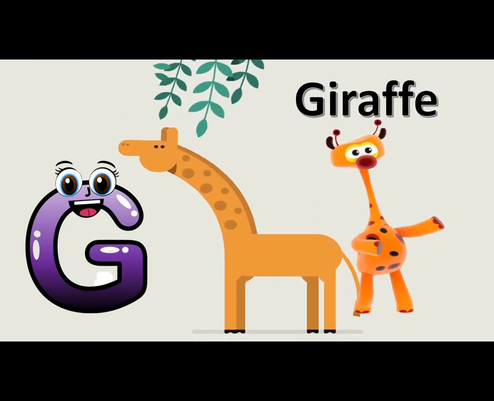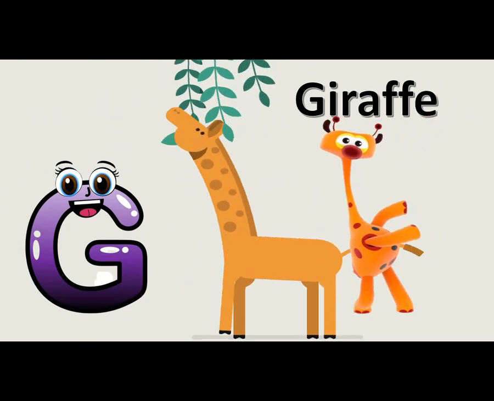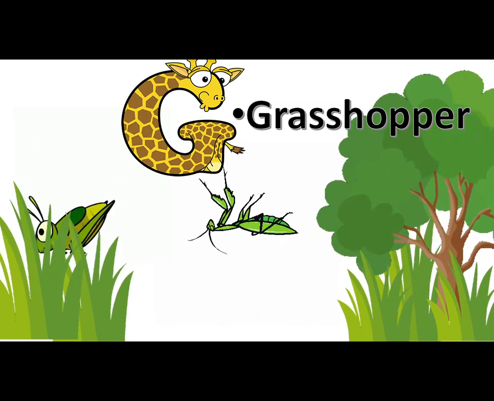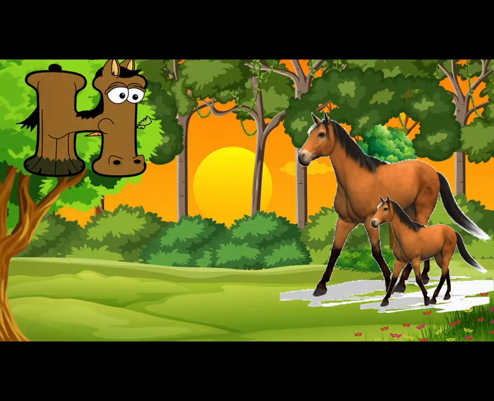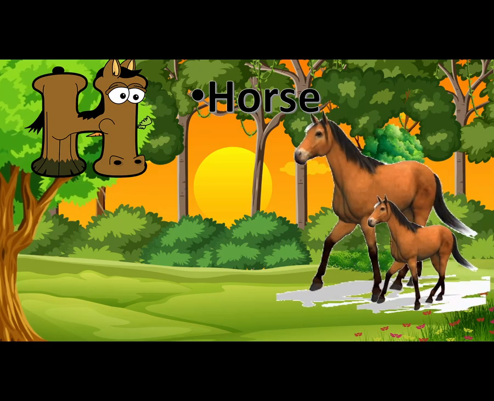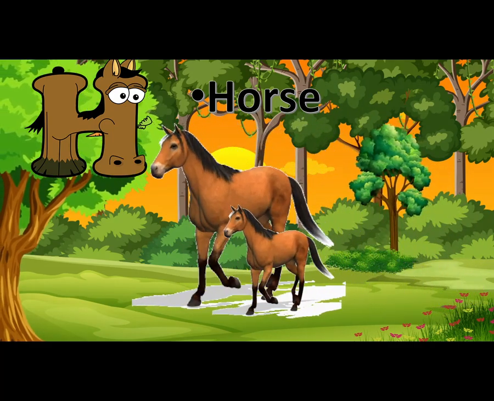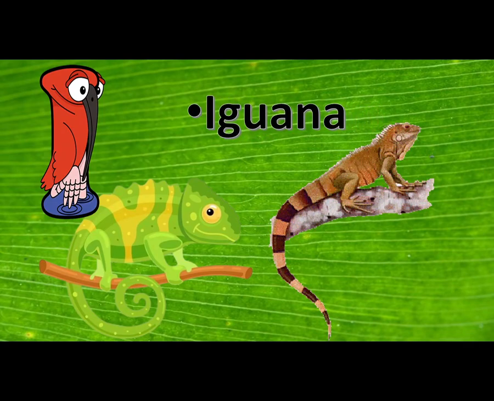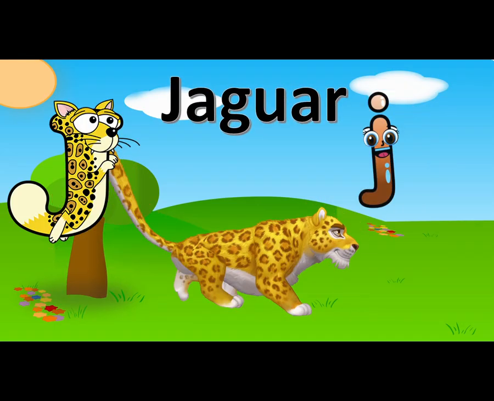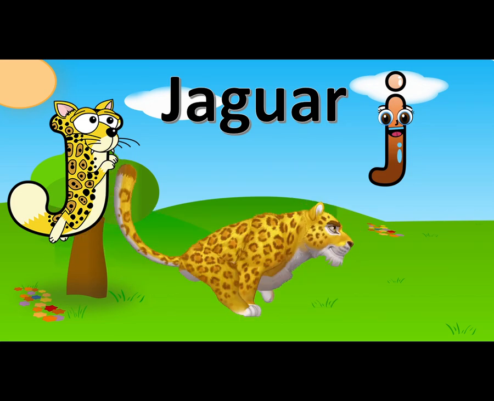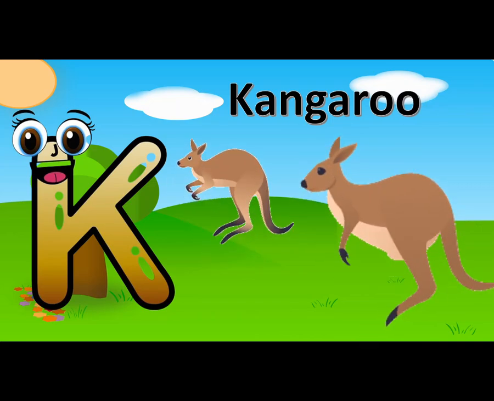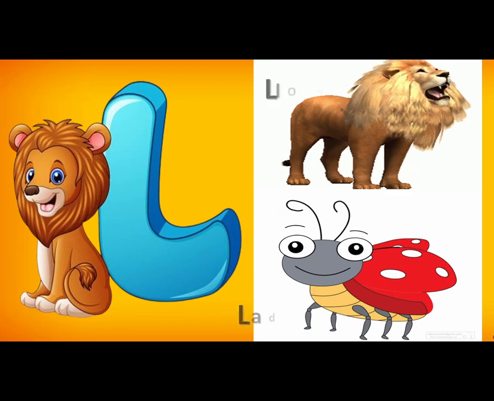G for giraffe. G is for grasshopper. H is for horse. I is for iguana. J is for jaguar. K for kangaroo. L for lion.